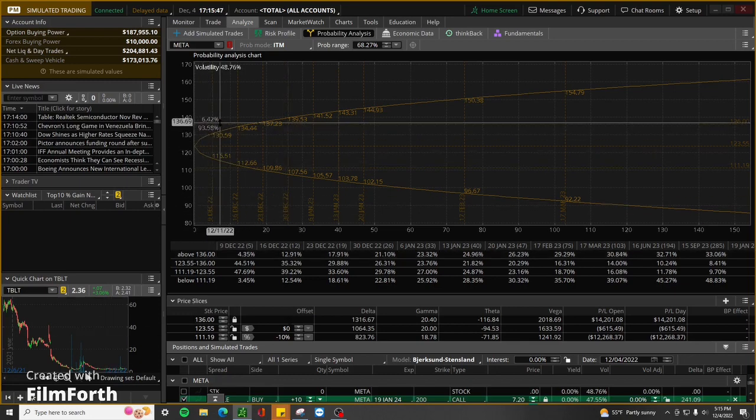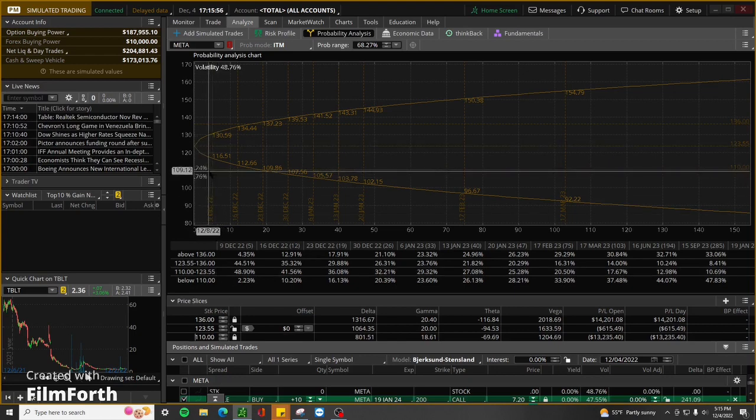The price slice will change there. You can change this price slice to 110, hit enter. It'll give you that different price slice. So these price slices can be adjusted according to your respective analysis strategy.